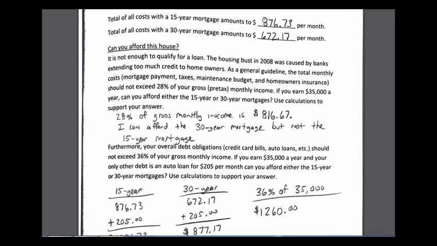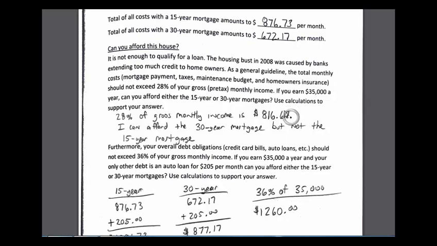Okay, let's take a look now and see if we can afford this house. So if we take 28% of our gross monthly income, what we want to do is first take $35,000 and divide it by 12, then take that income and multiply it by 28%. We'll come up with this calculation here of $816.67. So that's 28% of our gross monthly income.